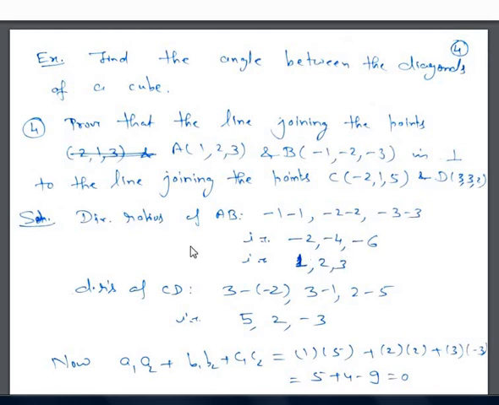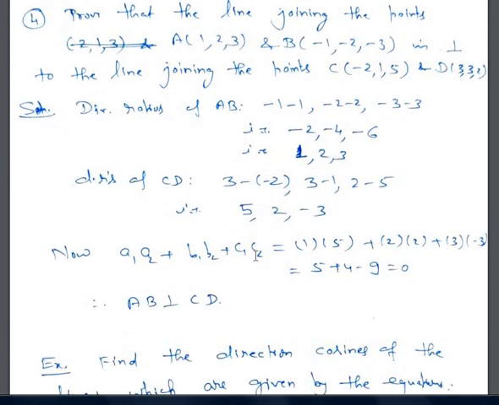Divided by minus 2, we get direction ratios of AB as 1, 2, 3. Similarly, direction ratios of CD are 3 minus minus 2, 3 minus 1 and 2 minus 5, that is 5, 2 and minus 3. Now make use of the formula a1a2 + b1b2 + c1c2. So what is a1a2 + b1b2 + c1c2? 1 into 5 plus 2 into 2 plus 3 into minus 3. So we get it as 0. That means a1a2 + b1b2 + c1c2 is 0. Therefore line AB is perpendicular to line CD.